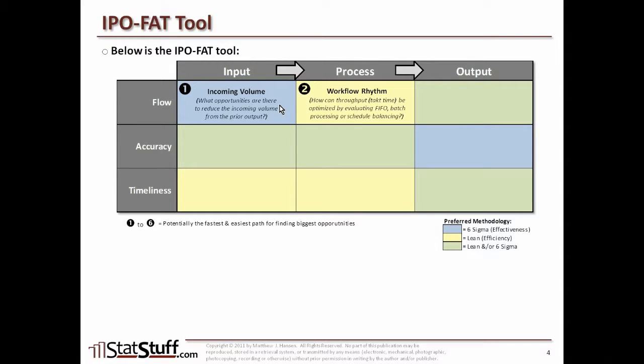Next, the opportunity is to look at the workflow rhythm. That is, how can the throughput, usually measured like takt time, be optimized by looking at different FIFO, which is first in, first out, or maybe batch processing or schedule balancing. Think of this in terms of like we want to balance our flow of the work with the availability of the resources to perform the work.